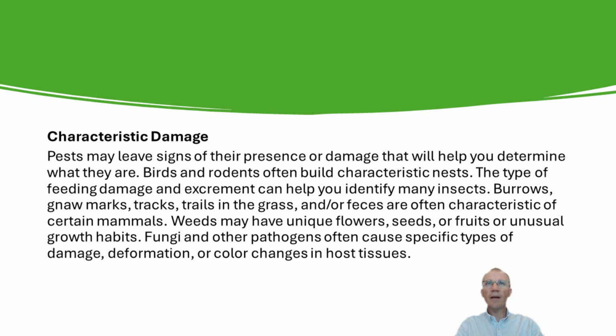So again, as we talk about this type of characteristic damage, you need to understand the different characteristics of bird nests or burrows and gnaw marks from rats. You need to be able to understand what different types of weeds look like. You also need to be able to identify feces of pests. You need to understand the different types of feces. If you're ever going to become good at identification, you have to be able to figure these things out, because pests are always going to leave something behind that helps you identify them. But if you don't understand what you're looking at, you're never going to win the identification battle.